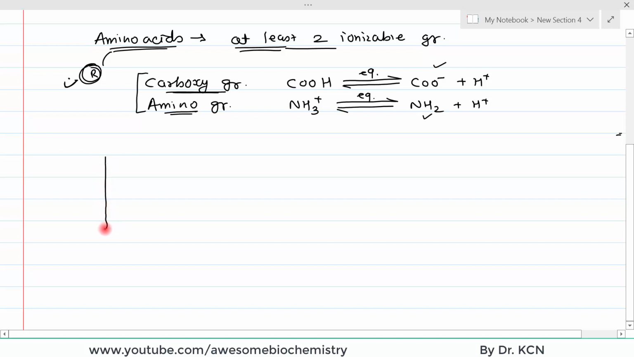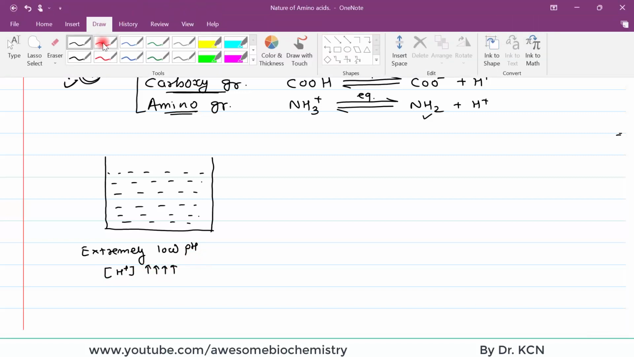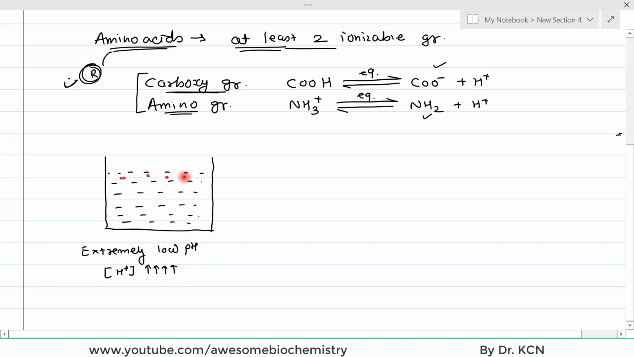Suppose this beaker is filled up with a solution, and the pH of the solution is extremely low. So this is an extremely low pH solution. That means the hydrogen ion concentration is very high in this solution. Schematically, let's show these hydrogen ions as red dots. So this solution is full of H plus ions as the pH is very low.